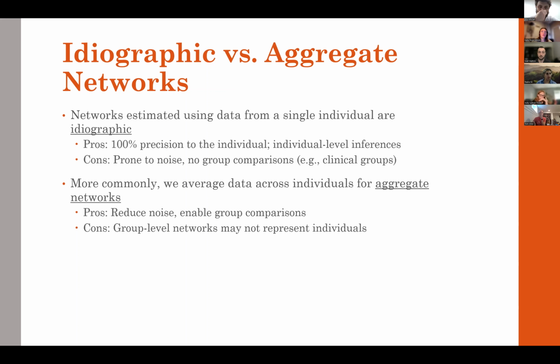We just estimate a network for one specific individual. Obviously, that has some pros, and that's 100% precise to the individual. But when we do that, we also have some cons: we can't do some of the more typical group comparisons and inferences that we're used to.